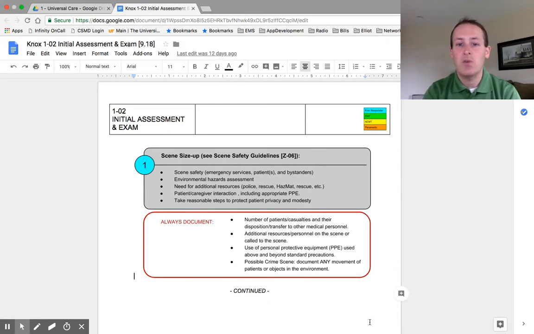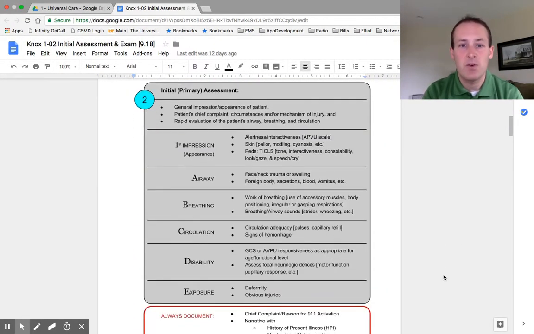But generally, what you're trying to do is define the number of patients or casualties on a scene, as well as documenting their transfer of care to other providers or from other providers. Additionally, looking at your environmental hazards and the need for additional resources, and also documenting what other resources were on scene. Was fire on scene, hazmat, law enforcement, etc. And then finally, as far as crime scenes go, documenting any movement of the patient and any movement of any other objects that are in that crime scene to help our law enforcement colleagues.